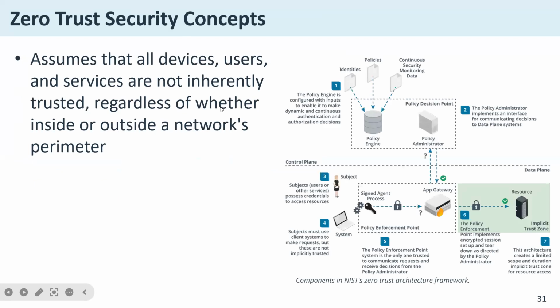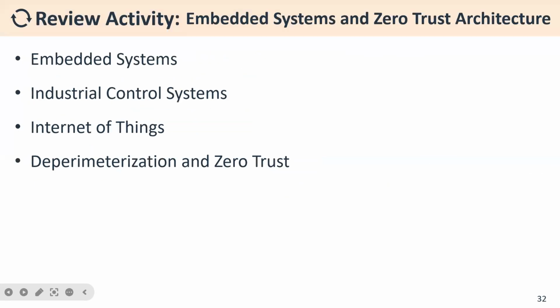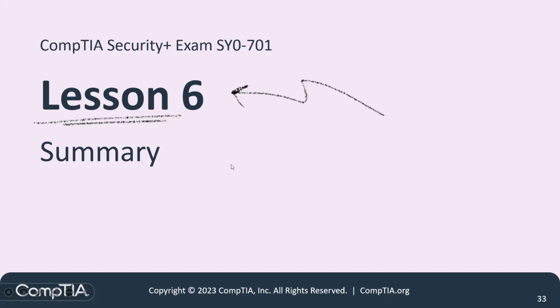I've already explained the concept of Zero Trust. So these are the things we've looked at: embedded systems, industrial controls, Internet of Things, and all of this. That's all for this particular series, and I'm going to see you in lesson 7.